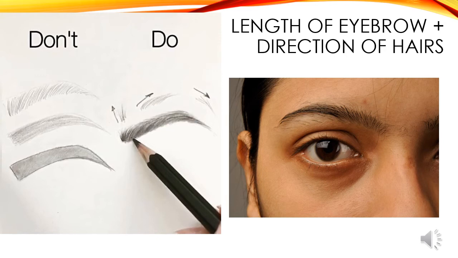A common mistake when drawing an eyebrow is to draw it too short. Look at this photograph underneath and see how the eyebrow is longer than the eye. The picture on the left also shows you the direction of the hairs. The direction of the hairs will change depending on where the hairs sit on the eyebrow.